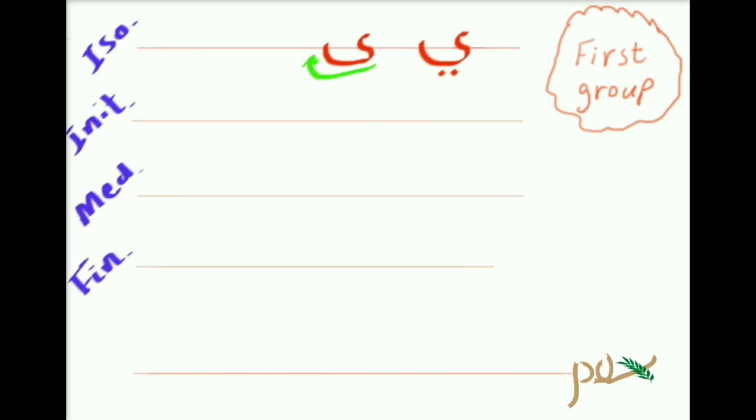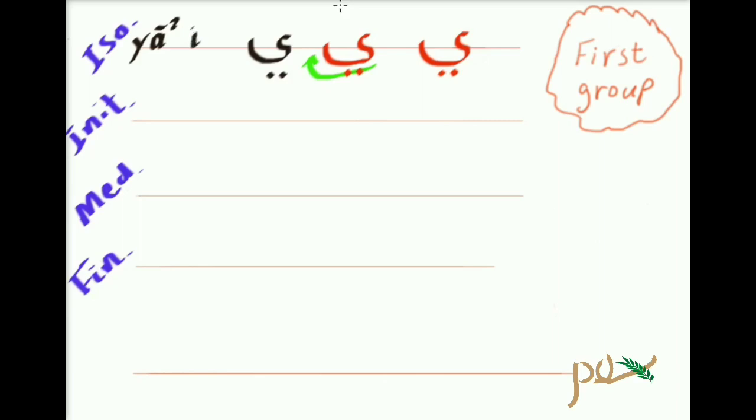This letter is called ya in Arabic. Ya. It corresponds to the letter Y in English. Listen to the pronunciation, please. The letter is called ya, but the pronunciation, the sound of this letter is E.